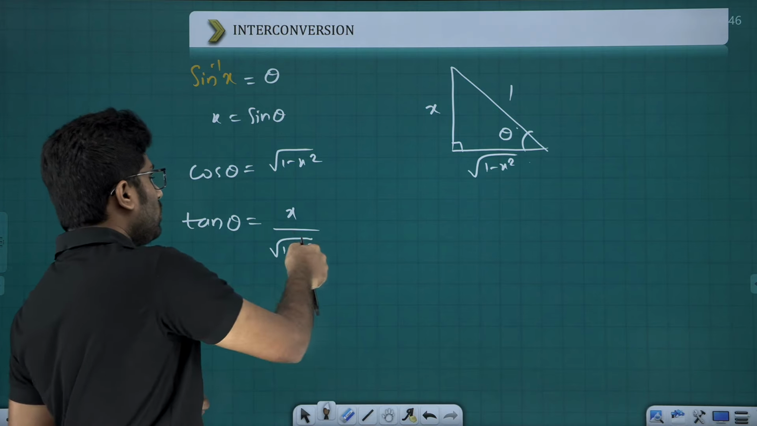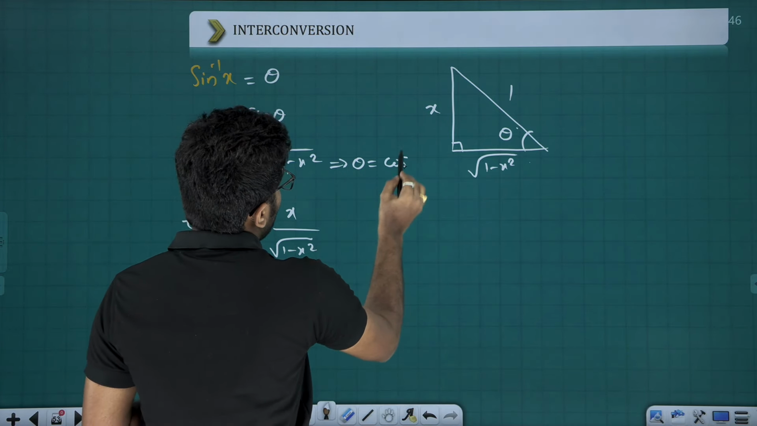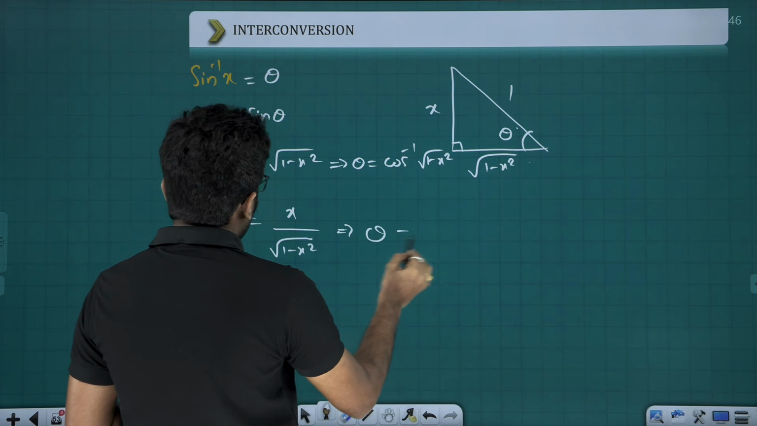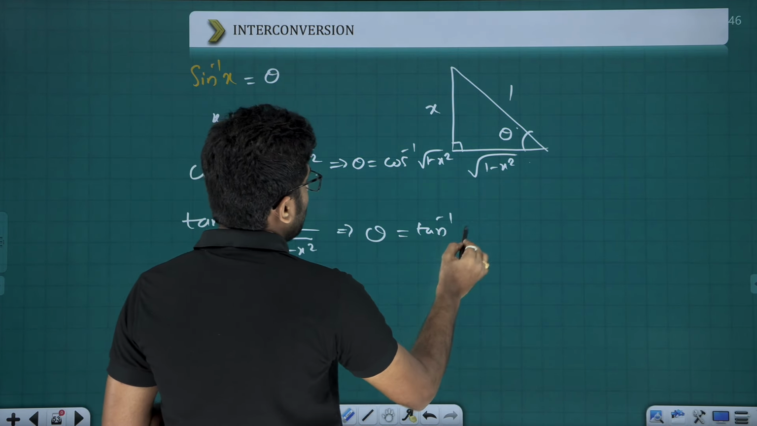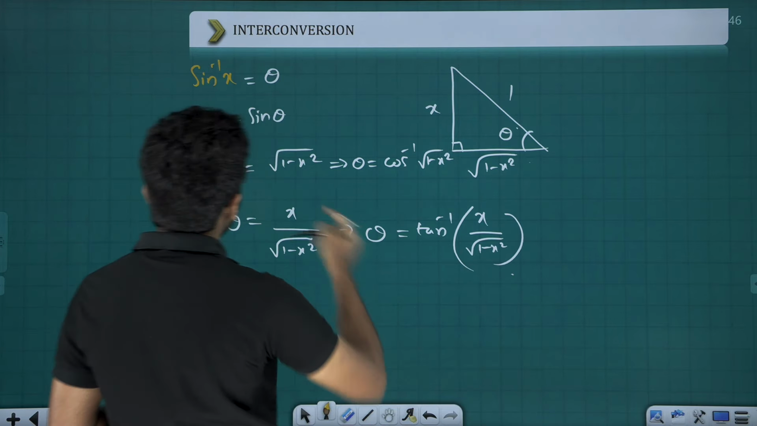Cot theta is root 1 minus x square by x. Now from this we can say theta is equal to cos inverse of root 1 minus x square. Theta is equal to tan inverse of x divided by under root 1 minus x square. So just by using this particular right angle triangle, now you see this, friends.